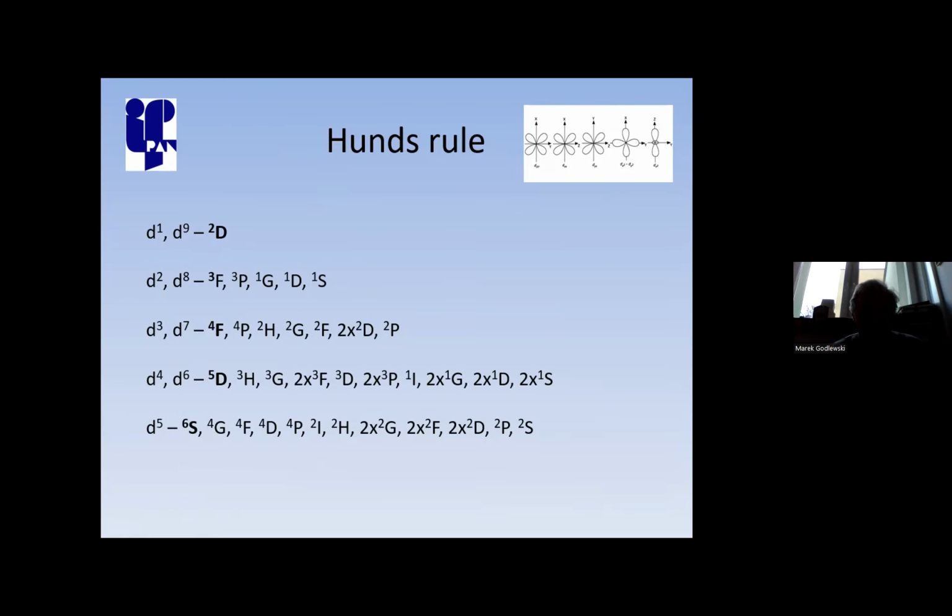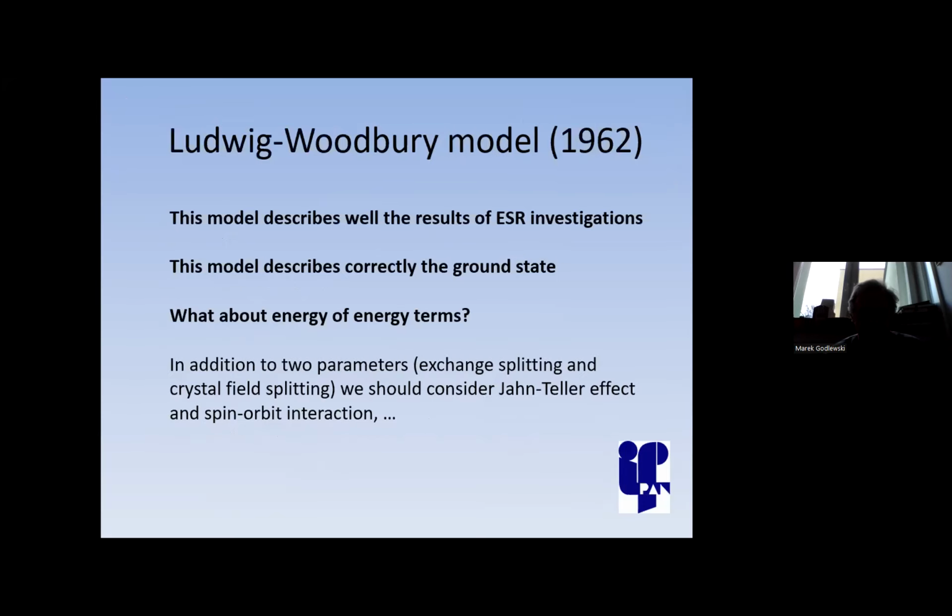And for each ion, Hund's rule says that if we know the d1 configuration, immediately we know d9 and so on. So this is a situation we can calculate just based on rules and splittings described by this very simple crystal field effect. So when Ludwig and Woodbury proposed their models, they said, okay, we put transition metal ions, and the only thing that happens is what I described.